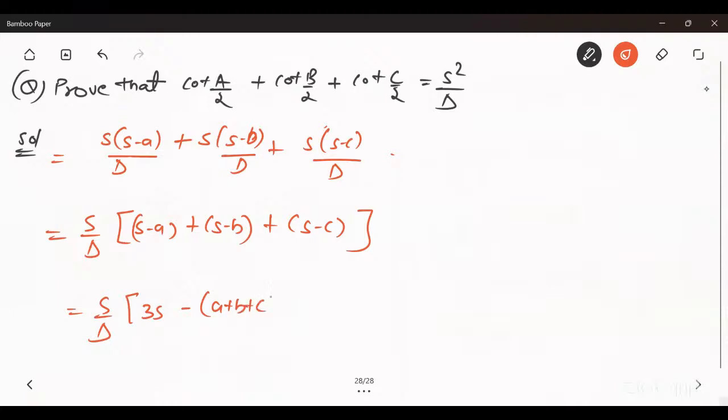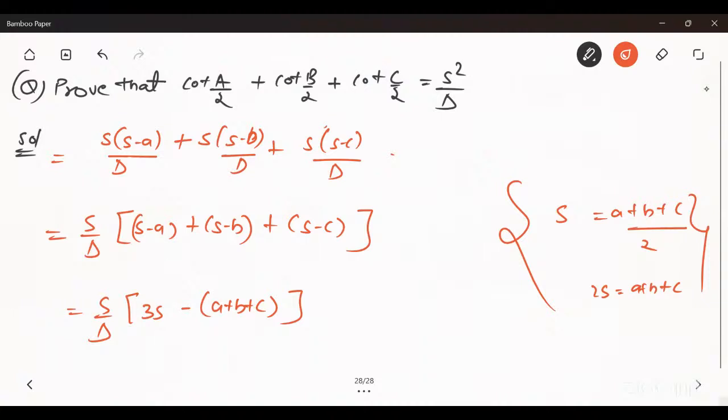And we know that the semi-perimeter S is equal to (A plus B plus C) by 2, and the value of 2S is equal to A plus B plus C, which is the perimeter. So A plus B plus C is equal to 2S. So S upon delta into (3S minus 2S), so you will get the value S square by delta. Okay, that was your question.